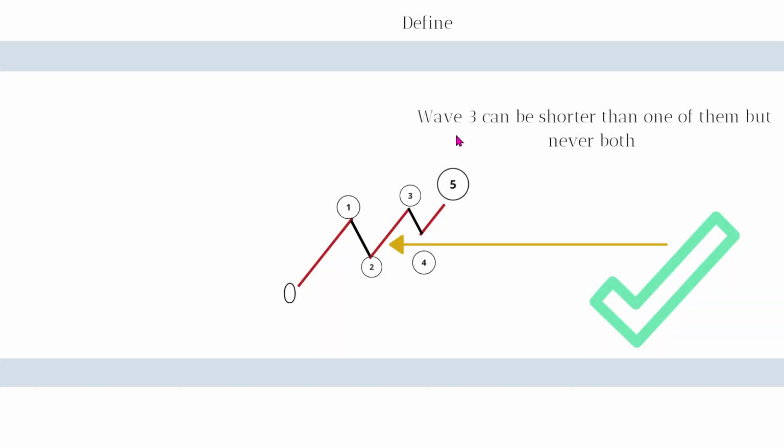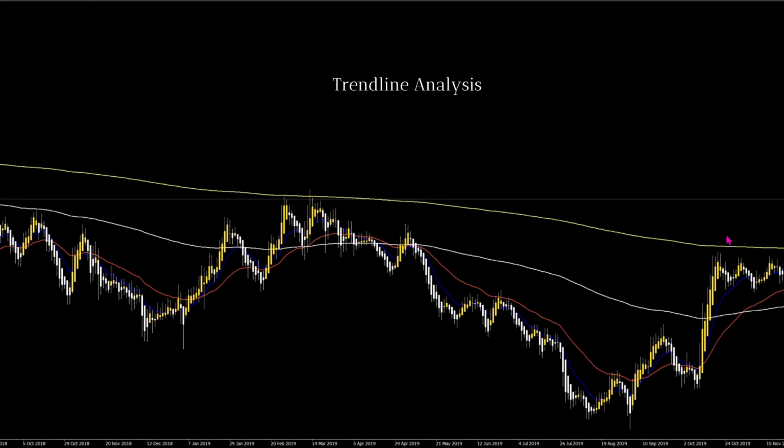This is another good example. Wave 3 can be shorter than one of the motive waves, but it can't be shorter than both. In this example, wave 3 is shorter than wave 1, but it's longer than wave 5, so this is a valid trend line. In trend line analysis, we are looking for trend weakness.